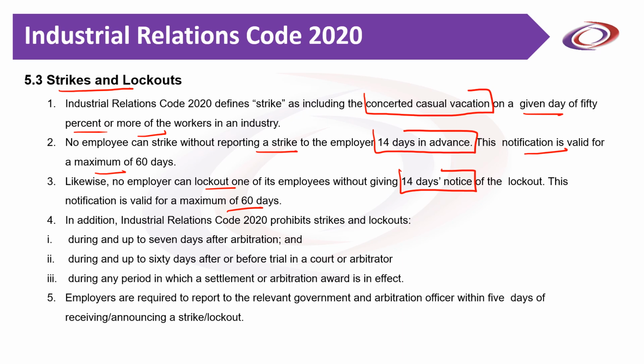In addition, the Industrial Relations Code also prohibits strikes and lockouts during and up to 7 days after conciliation proceedings, during and up to 60 days after or before a trial in the tribunal, and during any period in which the settlement or arbitration award is in effect. So in these cases, strikes and lockouts are not allowed. Then the employers are also required to report to the relevant government and conciliation officer within 5 days of receiving or announcing a strike or lockout. So when they receive a notice, or they're giving out a notice for a lockout, it is their responsibility to report it to the government and conciliation officer.